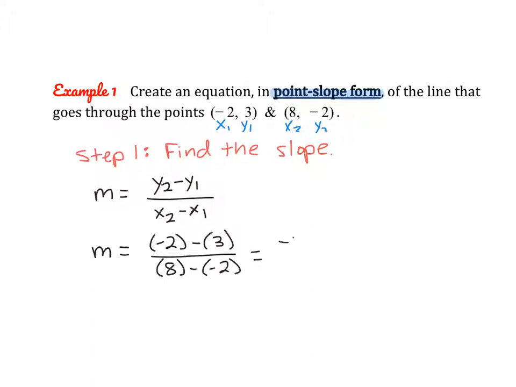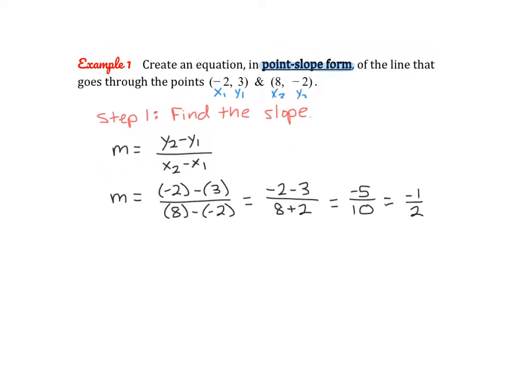So here I notice that there is a double negative in my denominator, so I'm going to take a step and rewrite this as 8 plus 2. And then I see that -2 minus 3 is -5. 8 plus 2 is 10, and if I simplify this, I get -1 over 2. So my slope is -1 over 2.